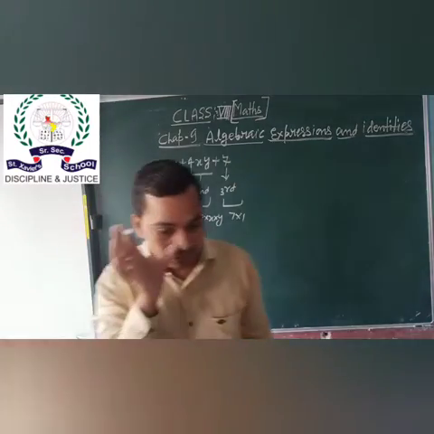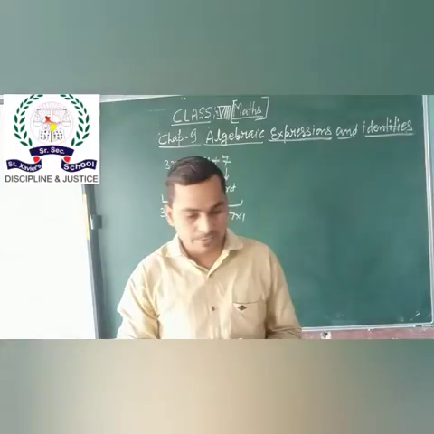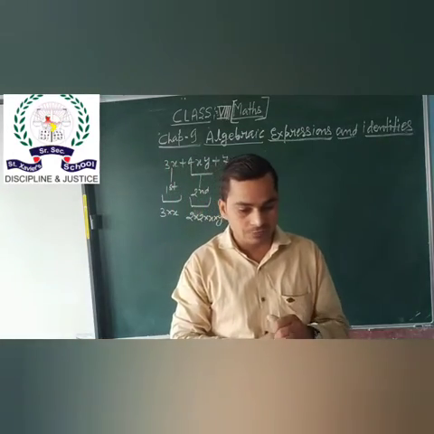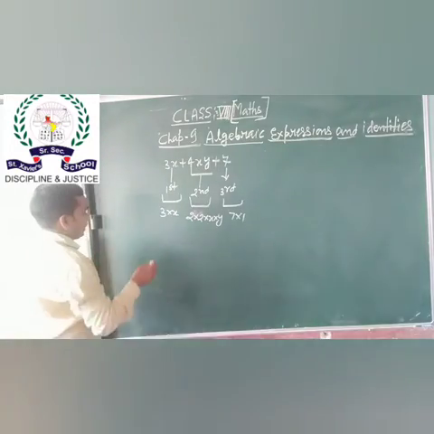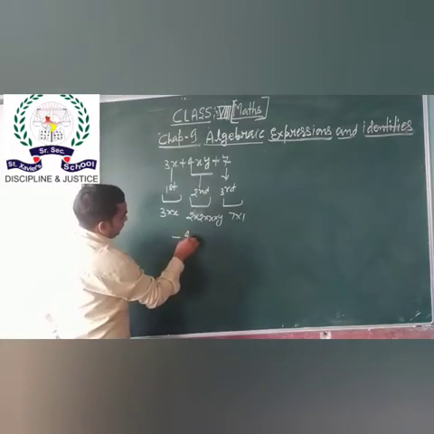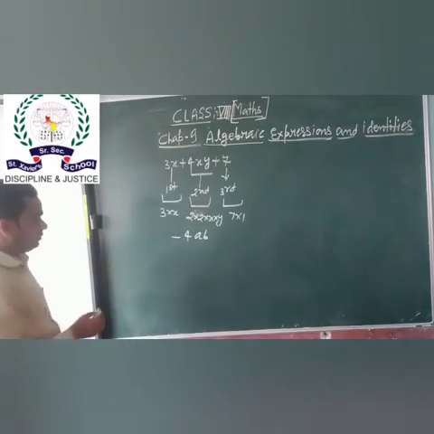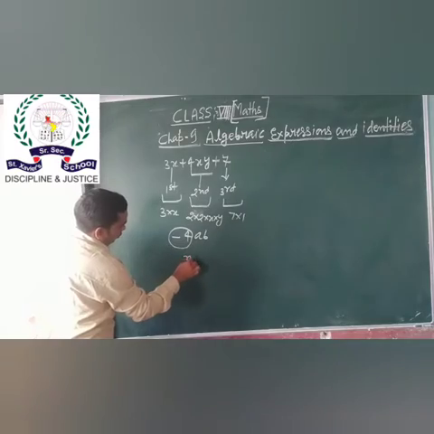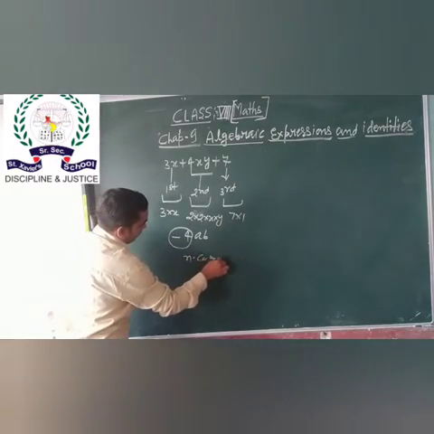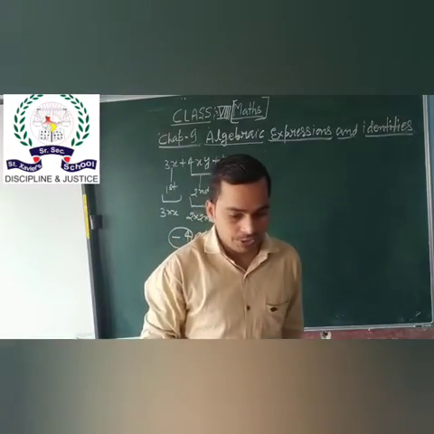Numerical coefficient. The numerical factor of a variable term is called the numerical coefficient. If we take the example minus 4ab, what is the numerical coefficient? That is the numerical factor minus 4. So the numerical coefficient is minus 4.